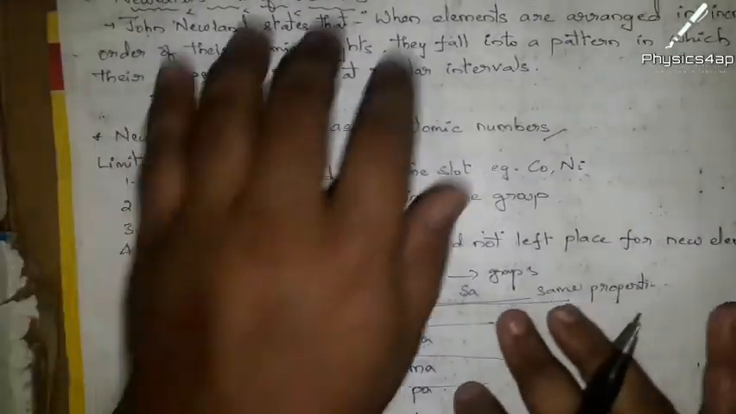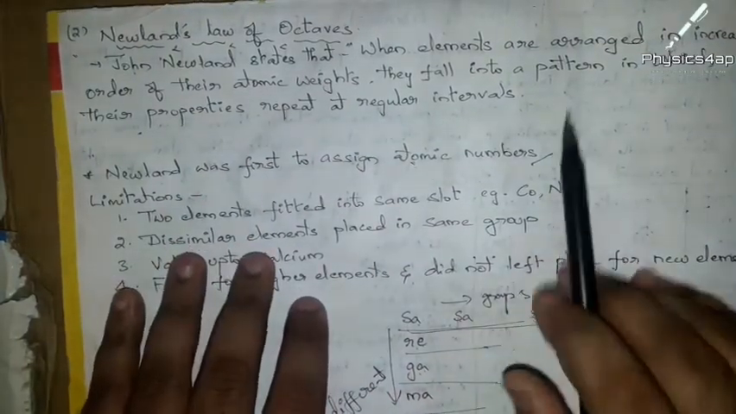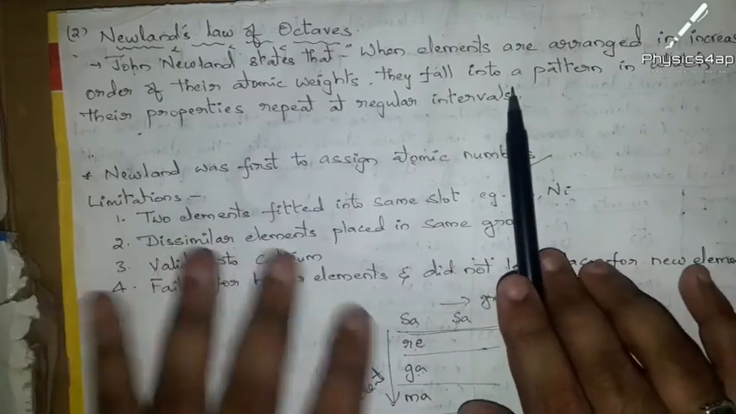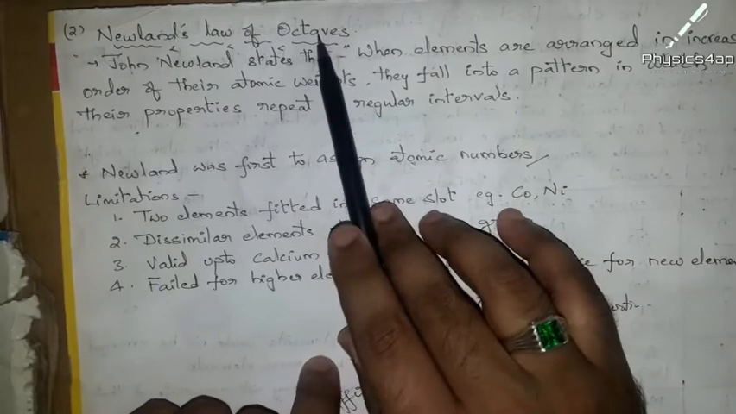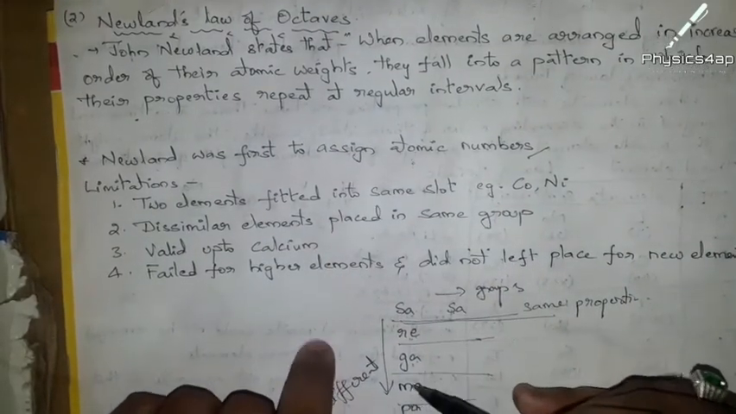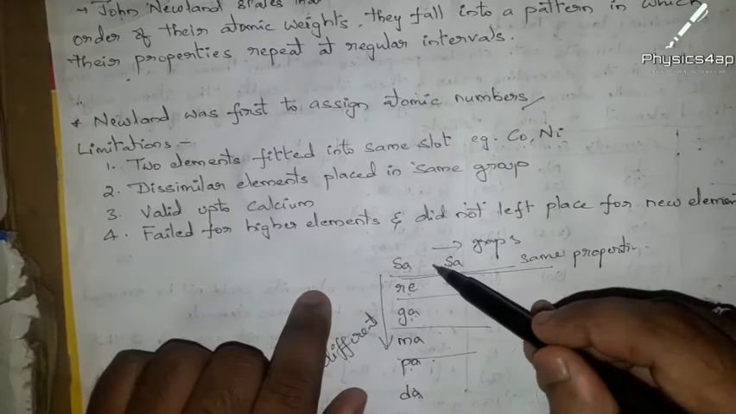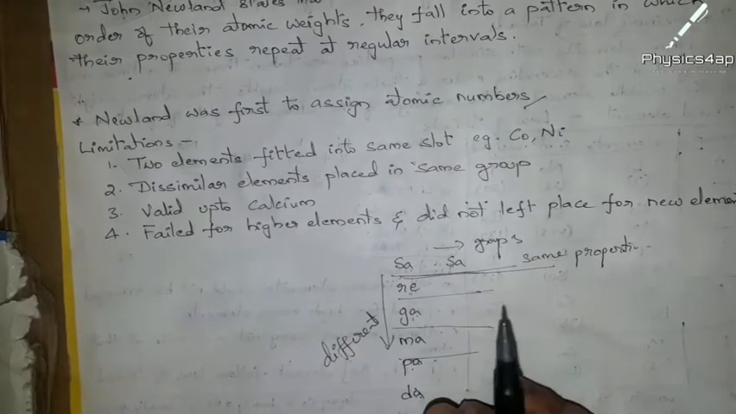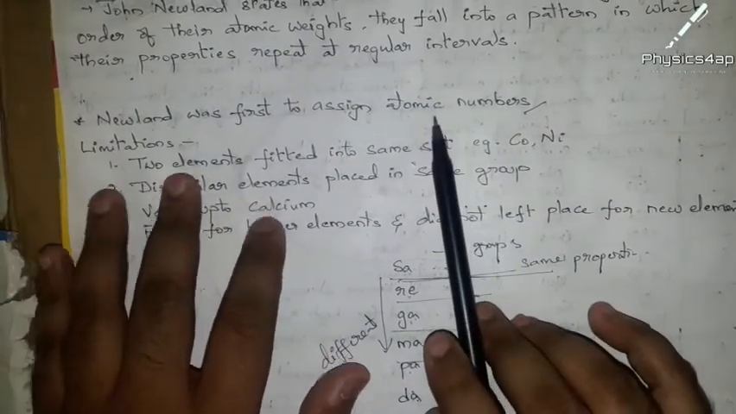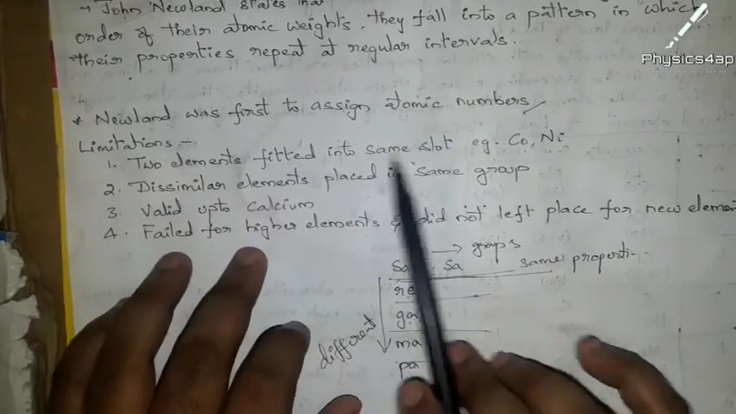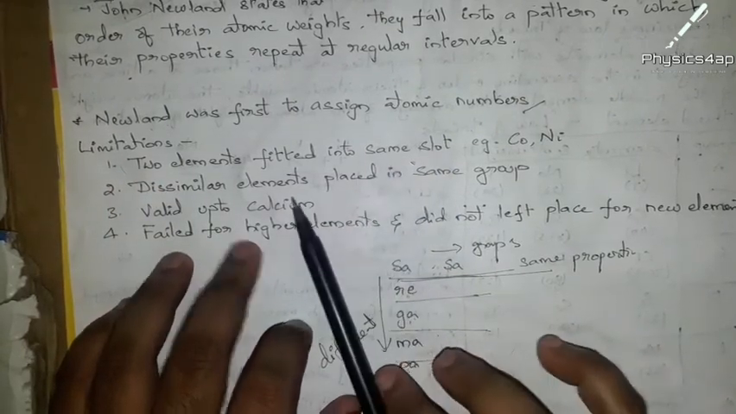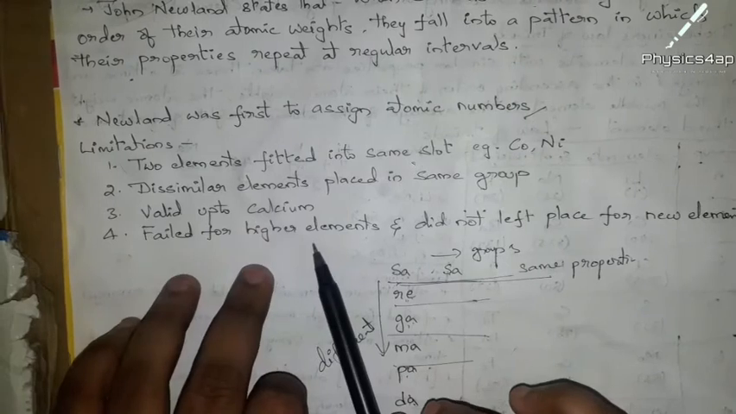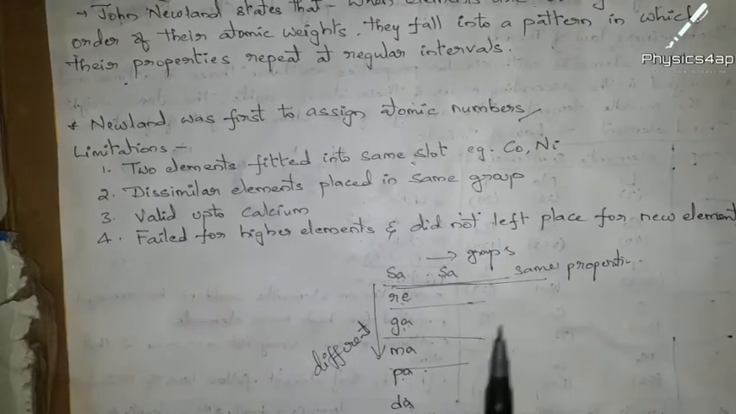Next, coming to Newland's law of octaves. Newland's law of octaves was also arranged according to the increasing order of atomic weights, and it falls in a regular pattern which we call the 8, that is the law of octaves. Oct means 8. So 1, 2, 3, 4, 5, 6, 7. Next to that, the 8th element comes again from the first, where the properties are the same, that is, they have similar properties. Newland was the first to assign atomic numbers for the elements. Coming to the limitations, he assigned the same slot to two elements, which is a failure, and dissimilar elements were arranged in the same group. It is valid up to calcium only, failed for higher elements, and did not leave any place for new elements.